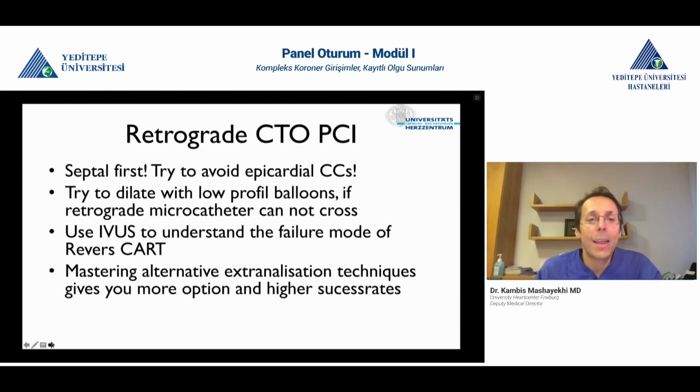Try to dilate with low profile balloons if you have a retrograde uncrossable scenario. If the retrograde microcatheter cannot pass, just try to dilate with a very low profile balloon, 1.0 dilatation. So use IVUS to understand the failure of reverse CART modus. Therefore you have also to use the IVUS for that and to understand the intima, plaque, intraplaque lesion and subintimal space. This you have to learn, right? But there are a lot of things on the internet nowadays where you can really see images and learn on platforms like InCathLab how to use IVUS in the reverse CART scenario.